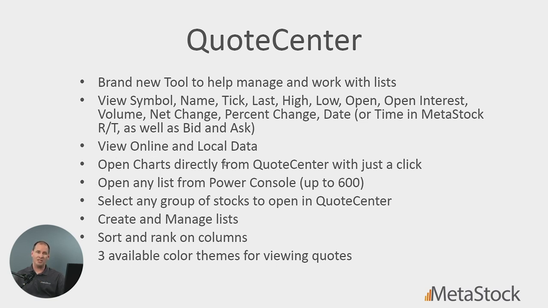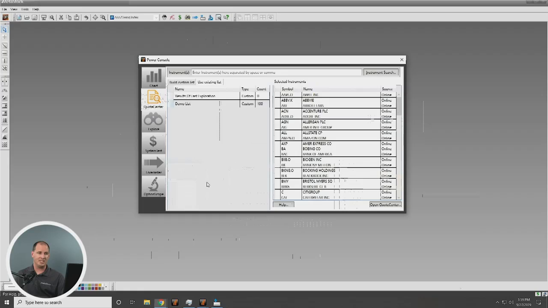So we talked about using online or local data. You can use either one in there. You can open charts directly from the Power Console, as we talked about. Open any list from the Power Console. Now you can load up to 600 different symbols at once in here, which is awesome.